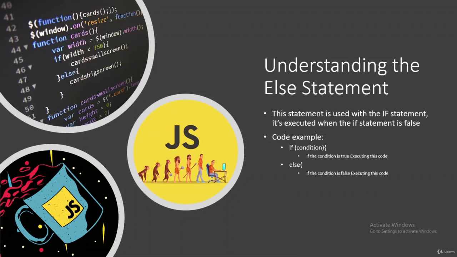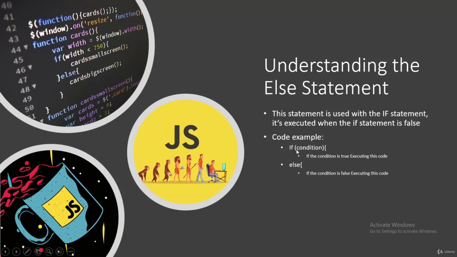Now, this is where we can use the else statement. This statement is used with the if statement. It's executed when the if statement is false. So basically, if you just write down your if statement, what's going to happen? If, for example, your condition is false, well, nothing will be executed. This is where you want to add your else statement.